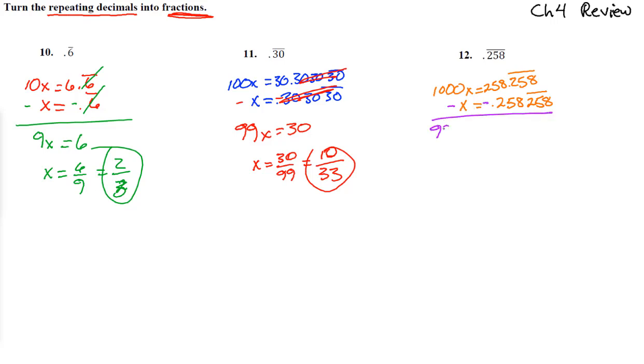We get 999x equals 258. So x equals 258 over 999. Ooh, does that simplify at all? Looks like a 3 can go into top and bottom. So a 3 going into the top, let me see, 3 goes into that 86, and 333. And I think that's about as far as we're going to be able to get on that. So we have 86 over 333.